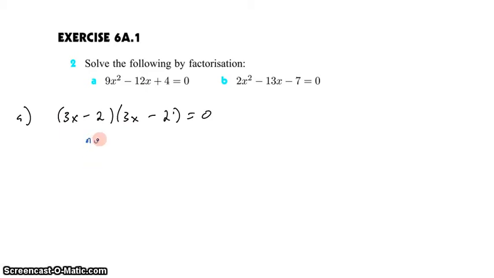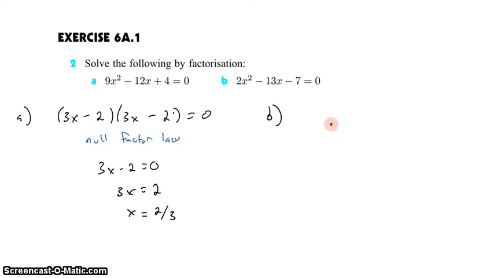Next comes the Null Factor Law, which tells us that if two things are multiplied together to give us 0, then either or both of them must be 0. So this means that 3x take 2 has to be equal to 0, or 3x take 2 has to be equal to 0. In this case, that's redundant because they're the same. So I can just take this out and say 3x take 2 has to be equal to 0. Solving this for x, I get 3x equals 2, or x equals 2/3.